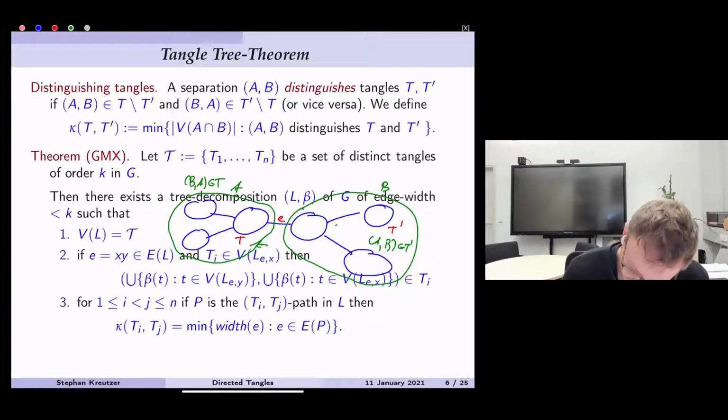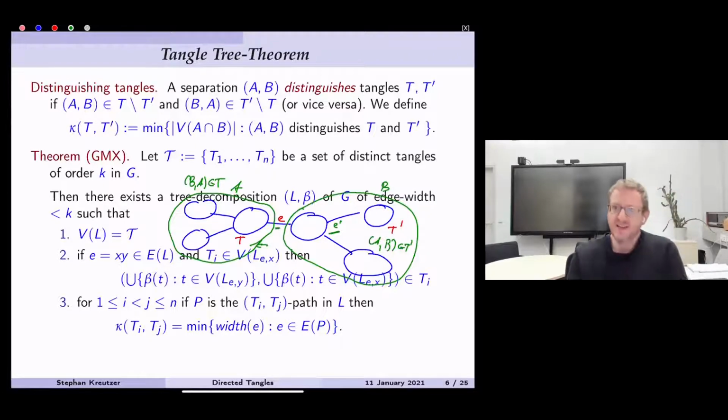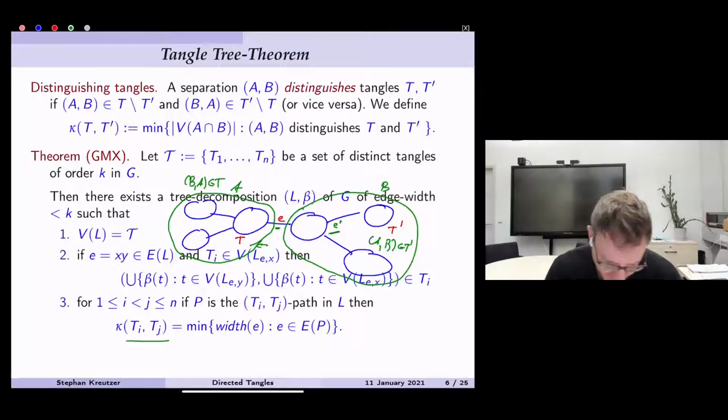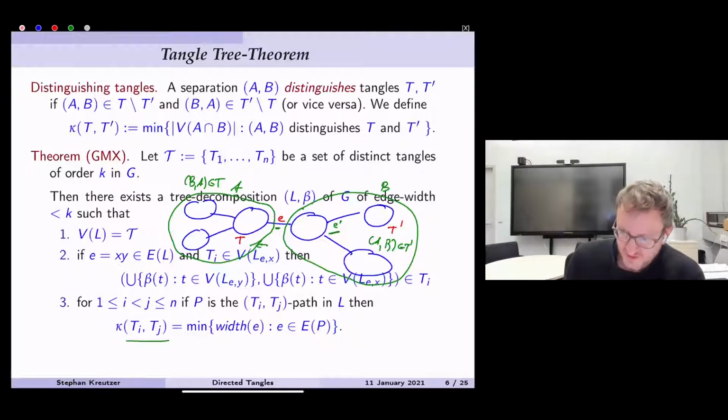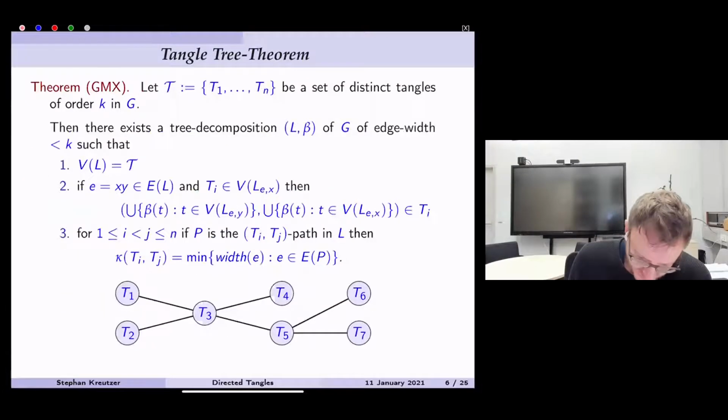So we could have here E prime, which would define another separation, but maybe this is not of higher order than the order of E. And if E is the minimum order separation, it would be a minimum order distinguisher between these two tangles. So this tree here is also sufficient in the sense that it captures the best way of separating these tangles. Here's a nicer drawing of the same picture. So these are the properties that can be proved for the undirected case.